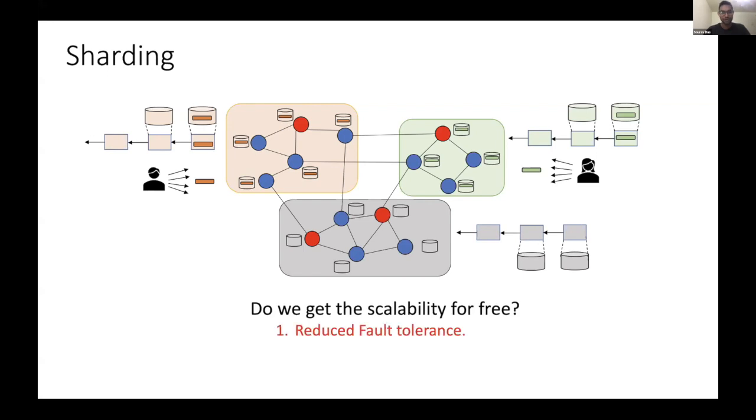And the answer is no, because sharding usually has reduced fault tolerance, because now you have to ensure that the adversary does not control a threshold number of nodes in each shard. And we also have to address the problem of cross-shard transactions. In this talk, I'll primarily focus on the latter problem.